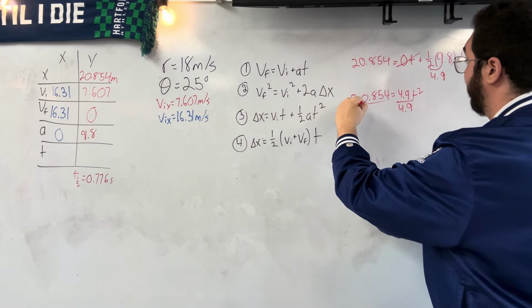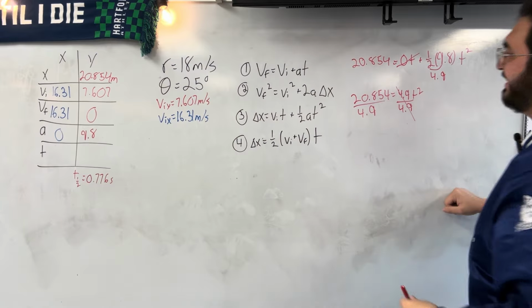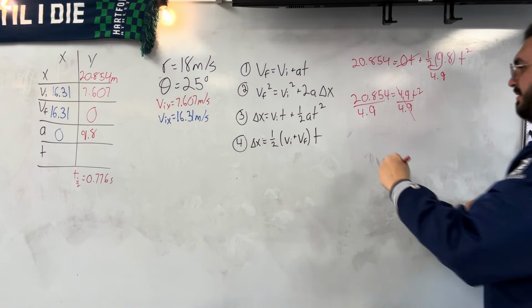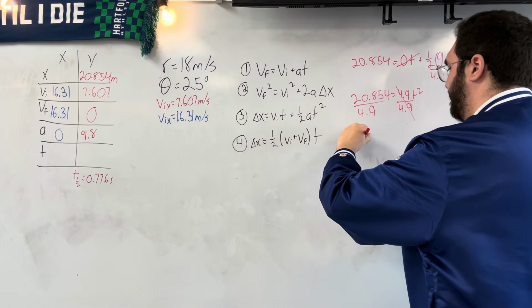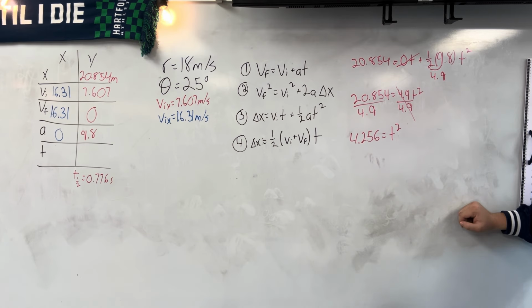Probably just peaked the microphone to all God. And applause, yes. When I do that math out, what do I get, live studio audience? With confidence? 4.256 equals t squared.